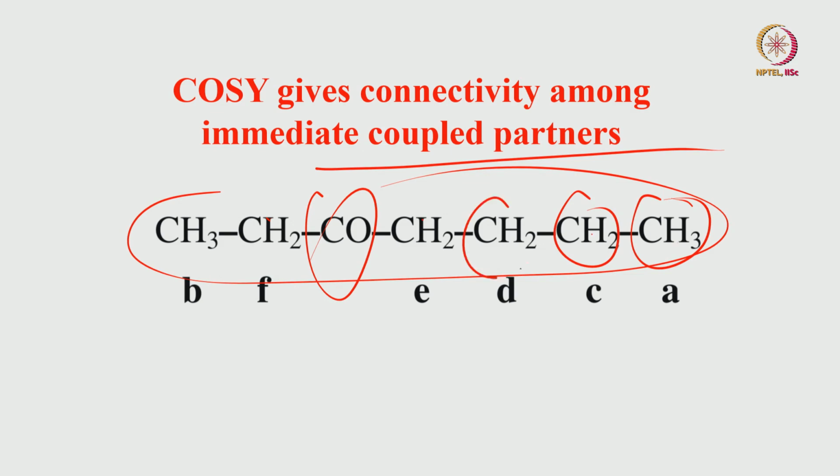And I get a correlation from this to this, telling this is sitting next to this, and also it gives a correlation to this, saying that this is sitting next to these two. Similarly, this gives correlation to this and this, telling it is sitting between these two. This is sitting here, it correlates to this alone, saying that this is isolated. Similarly, we can get the correlation between this and this. Very easy, and interpretation of the 2D-COSY spectrum is pretty simple. Please remember, COSY gives you the connectivity pattern among immediate coupled partners.